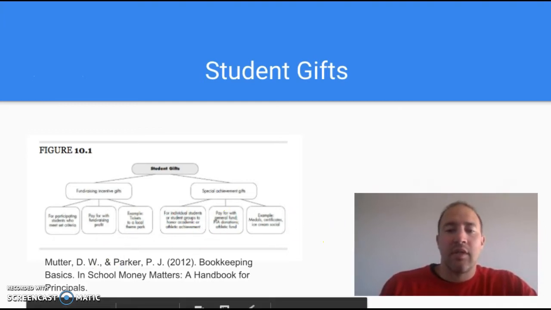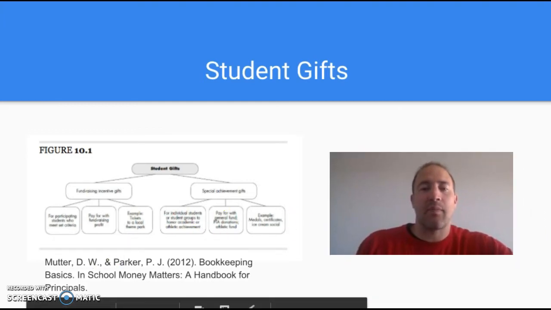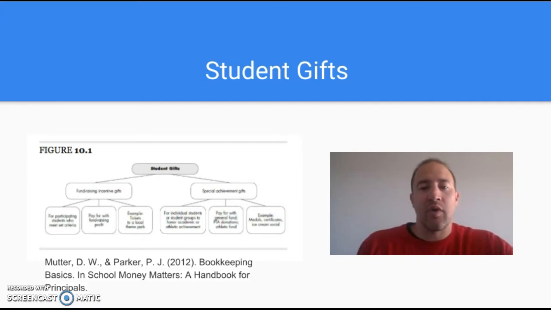So this graphic really sums up student gifts really well. There were two segments to student gifts within our text, Bookkeeping Basics in School Money Matters, a Handbook for Principals. It was fundraising incentive gifts and student achievement gifts. So we'll start with fundraising incentive gifts.